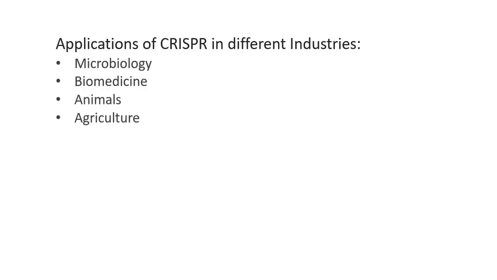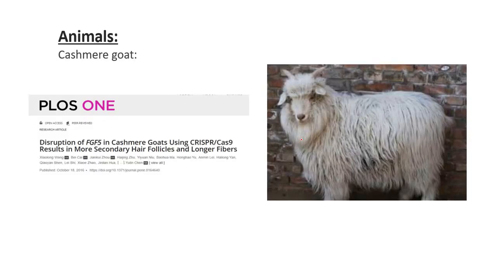Applications, as you can see: wherever you want to modify a gene, correct a gene or delete a gene, you can use CRISPR. It is used in microbiology, biomedicine, and agriculture. Here you can see an article published in 2016 in which the FGF5 gene was disrupted, a knockout with CRISPR, and this particular goat has more secondary follicles and more fiber length.